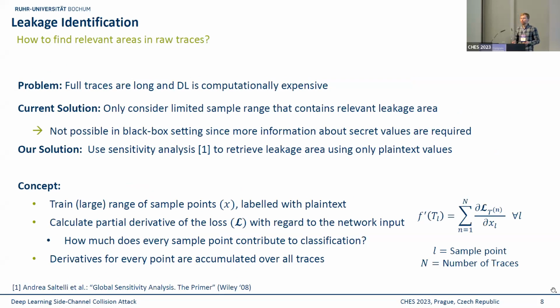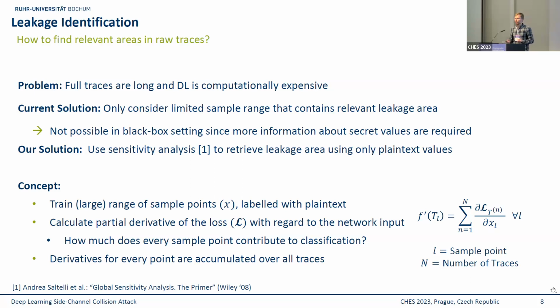Now we still have the problem that neural networks are not able to handle full traces, as this would be too computationally complex. So we somehow have to find the samples that are related to the processing of a specific byte. Previous works just considered a limited range of sampling points that perfectly covered the relevant leakage that was predetermined, for example, by calculating the signal-to-noise ratio. For masked implementations, this is not possible in a black box setting, as it requires the knowledge of secret values.